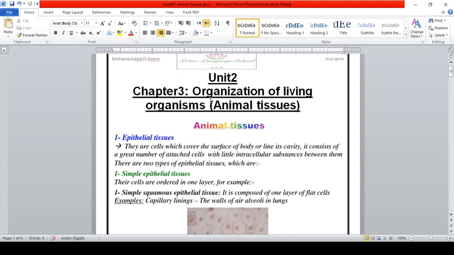Epithelial tissue covers the body surfaces and lines the cavities of the body. It consists of great numbers of cells attached together, adjacent cells without very large distance between them, and this very small distance is filled with a little amount of intercellular substance, which is called interstitial substance. So we have greater numbers of cells and very little intercellular substance between them.